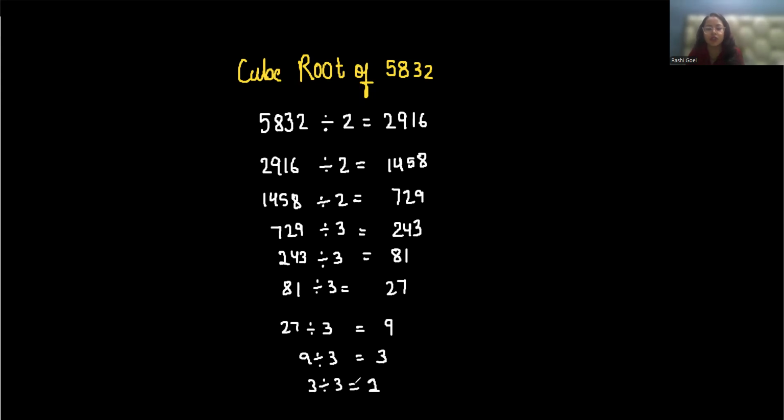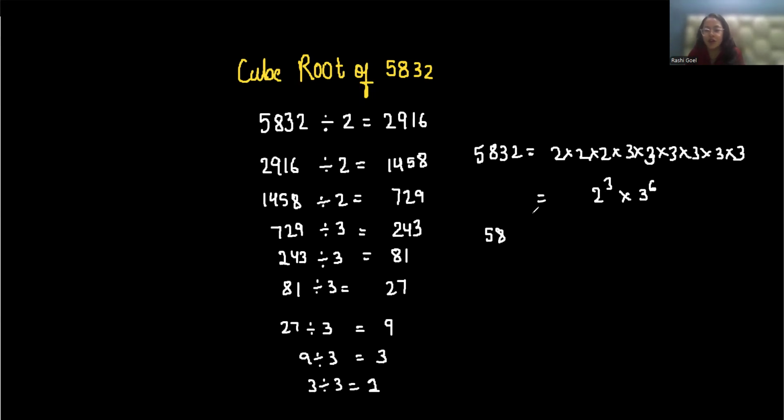So we have to do the division till we get 1. So what are the prime factors of 5832? 2 times 2 times 2 times 3 times 3 times 3 times 3 times 3, and in terms of exponent we can write it as 2 power 3 times 3 power 6.